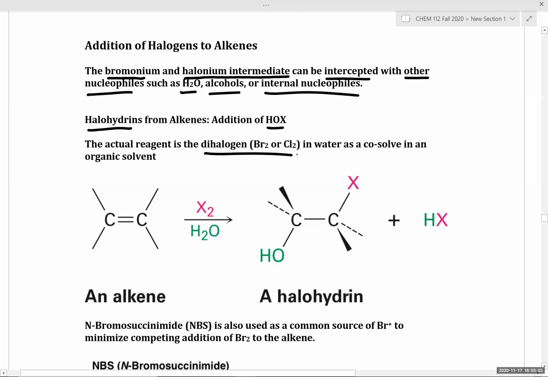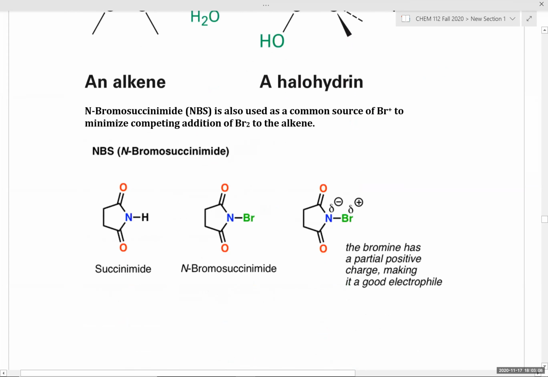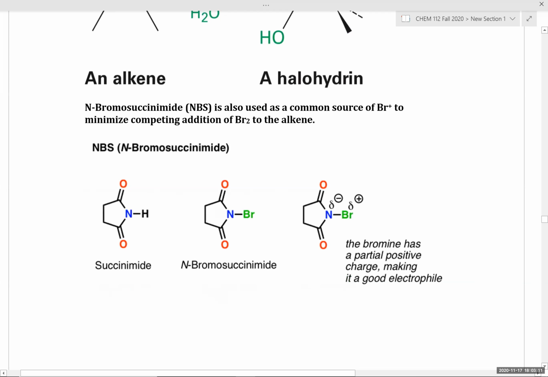Although the dihalogen can be used, it's far more common to use a halogen equivalent such as N-bromosuccinimide. N-bromosuccinimide can be thought of as a source of Br+, so you minimize the amount of competing dibromination. It can either be thought of as a direct source of Br+, or a source of a very, very small concentration of bromine in solution at any given time.